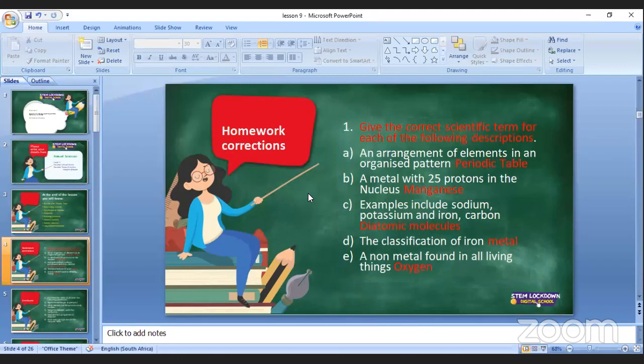They said give the correct scientific term for each of the following descriptions: an arrangement of elements in an organized pattern, periodic table. A metal with 25 protons in the nucleus, manganese. Examples include sodium, potassium, and iron, also carbon, it's diatomic molecules. The classification of iron is a metal. And then we've got a non-metal found in all living things. Go to your periodic table, you will see that oxygen is a non-metal.